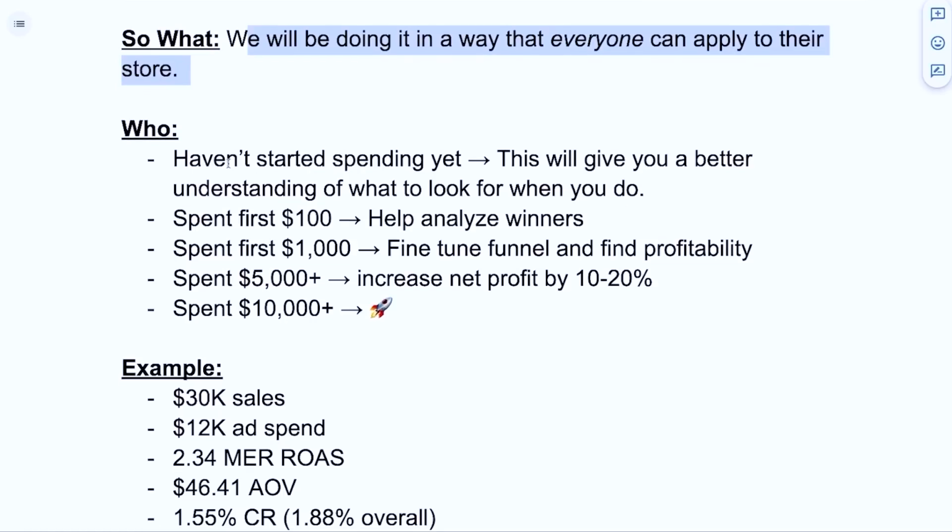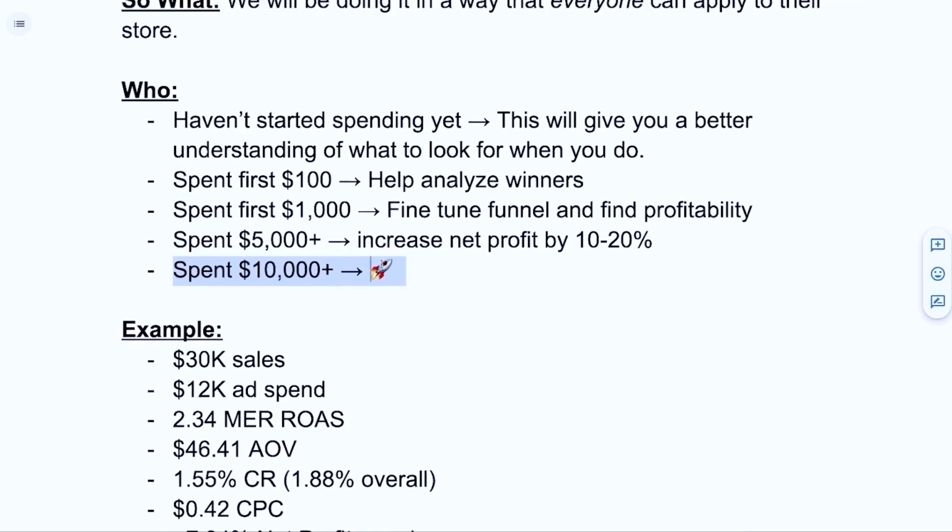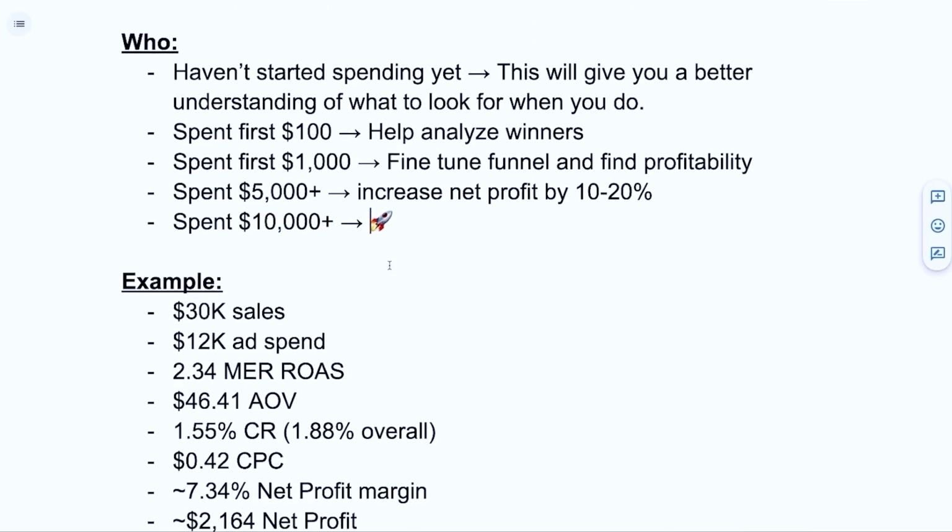Doesn't matter what stage you're at. At this point in the course, you should be at the testing stage, have run your mock-up test campaign and have some spend. But even if you haven't started spending yet, this will give you a better understanding of what to look for once you do. If you've spent your first $100, this will help you analyze your winners. If you spent your first $1,000, this will help you fine-tune your funnel and find profitability. If you spent $5,000, this will help you increase your net profit by 10 to 20% at least. And if you're over $10,000 in spend, then this is going to help you scale and really ramp things up from here.